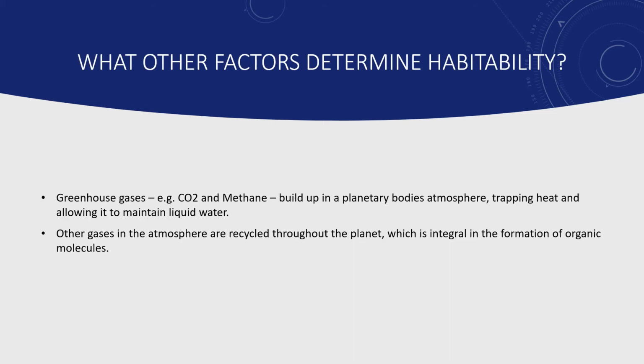So some other factors that determine a planet's habitability are atmospheric pressure, atmospheric composition, and greenhouse gases. So looking at greenhouse gases, such as carbon dioxide and methane, these build up in a planetary body's atmosphere and involve the trapping of heat that maintains the temperature on the planet, keeping it warm enough to maintain liquid water.